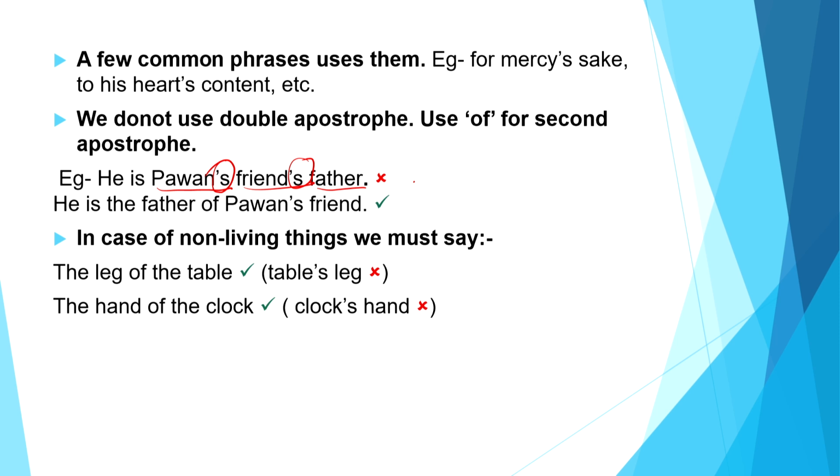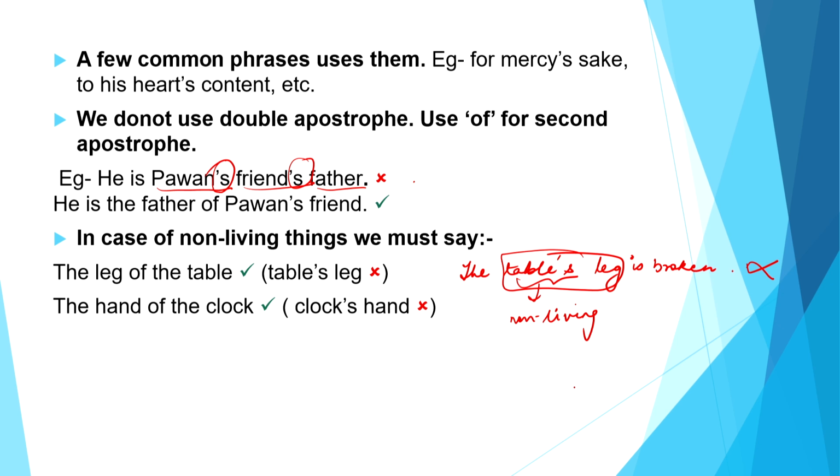Now, in case of non-living things, we must say the leg of the table is broken. It is very important, keep this in mind. Generally, if a sentence is given, the table's leg is broken, people consider this to be correct. No. Table is a non-living thing. Hence, we will never add an apostrophe plus s to it. The correct statement will be, the leg of the table is broken.